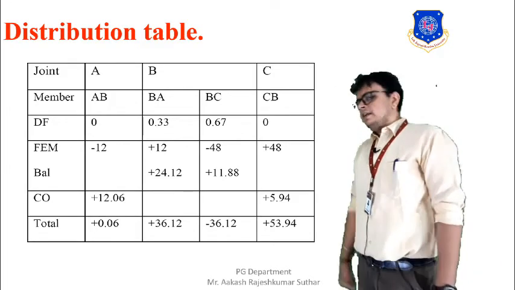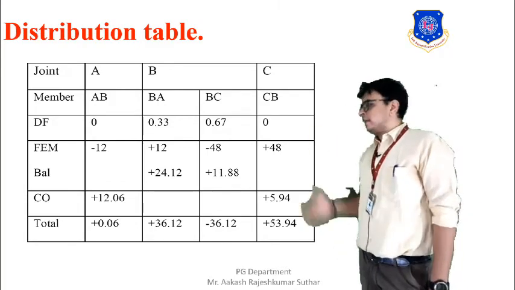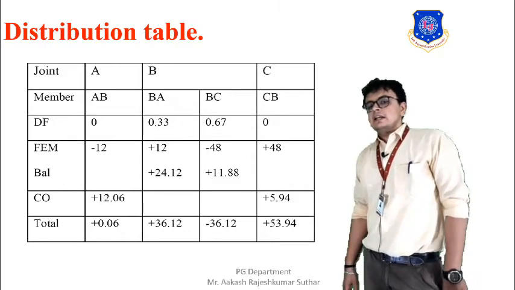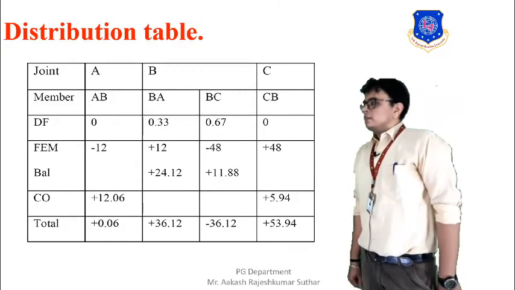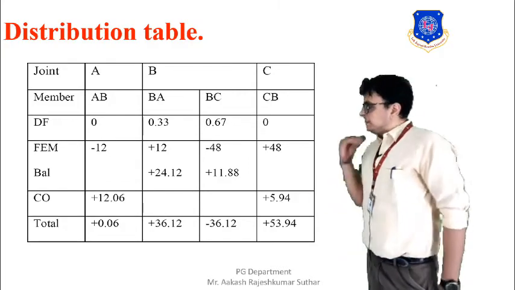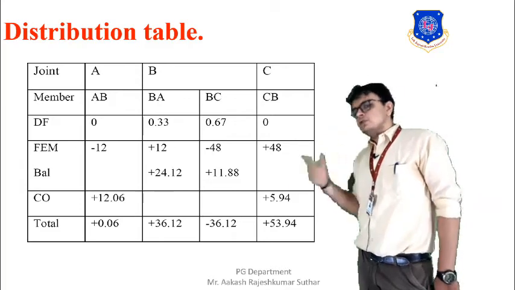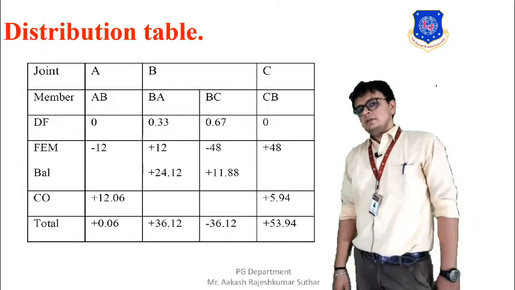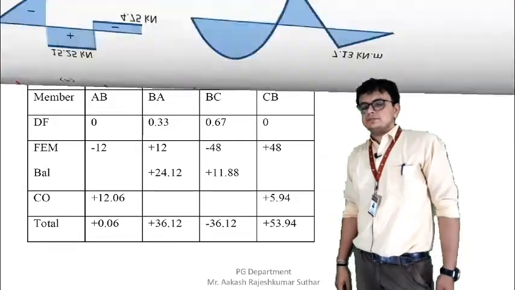Then finally we are at the C joint. So we have to add all the moments and finally we are getting positive 53.94 kilonewton meter. As our member is fixed at A and C, means at both the supports it is fixed, so definitely there will be some bending moment. So now this is what we are getting as the final bending moment.